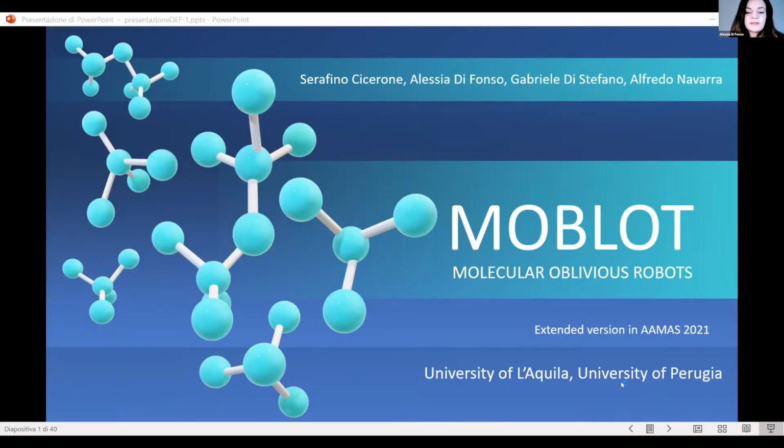Today I'll be presenting Moblot, molecular oblivious robots, in a joint work with Serafino Cicerone, Gabriele Di Stefano, and Alfredo Navarra from the University of L'Aquila and the University of Perugia.